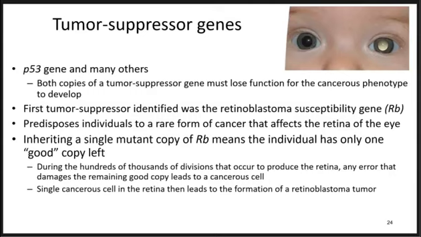If an individual has one bad copy of RB, because remember we're diploid, that means they've still got one good copy. But if that other copy gets mutated, that's when you have the problem. That's what happens with people with retinoblastoma, where they had usually one good copy, and then just by chance, the other copy gets damaged, and that leads to cancer later on down the line.